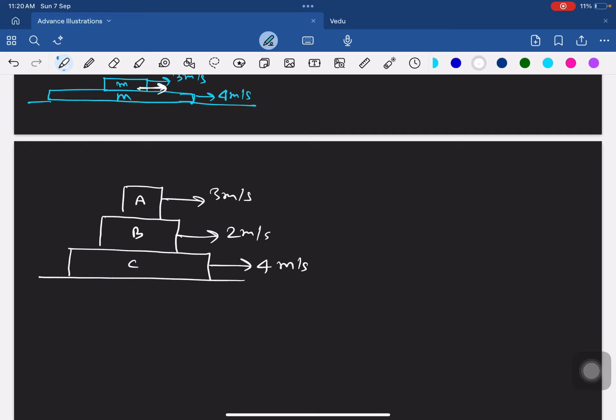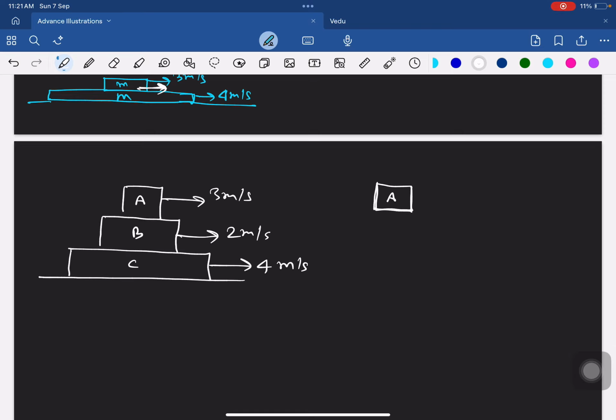Now if I ask what is the direction of the friction force acting on A? For block A, there is only one surface of contact, which means B is the only one going to apply the friction force. Okay? So for block A, I become B, and you become A. I will see that my velocity is 2 meter per second, and your velocity is 3 meter per second.